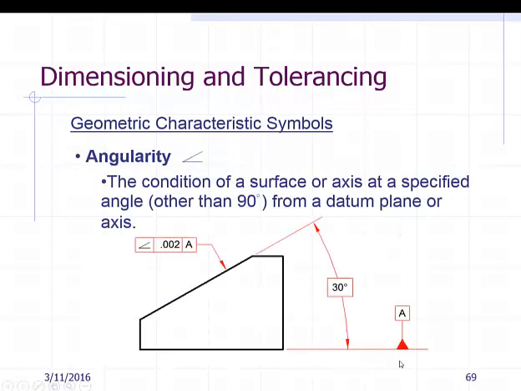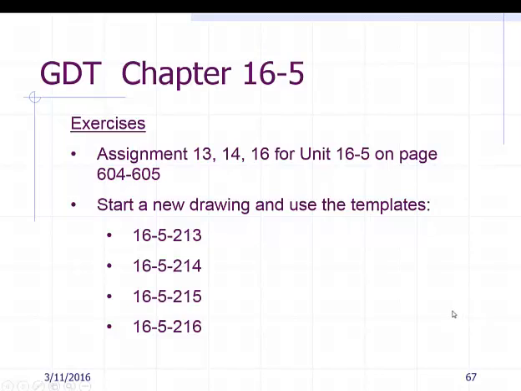So for example, the bottom surface of this part is datum A, and then I want to put an angularity constraint of 0.002 on this surface relative to A. So that's how we'll eventually use these datums. Again, today we'll just focus on calling datums out. So these are the 4 that you're going to do. There's templates already in there.